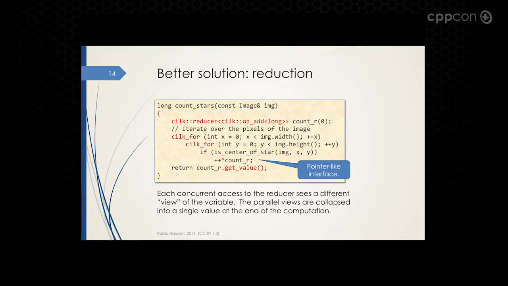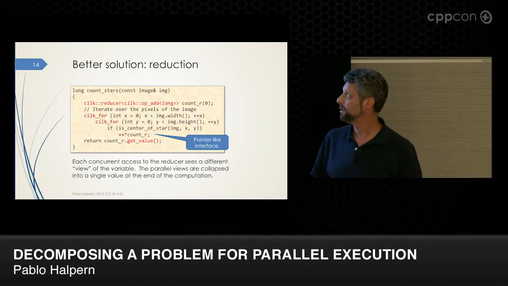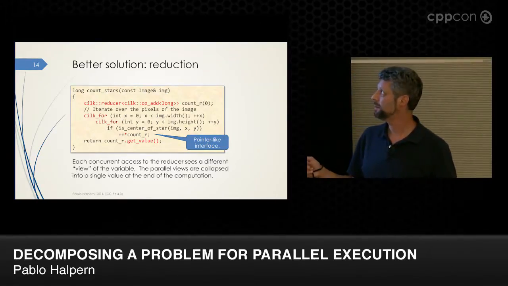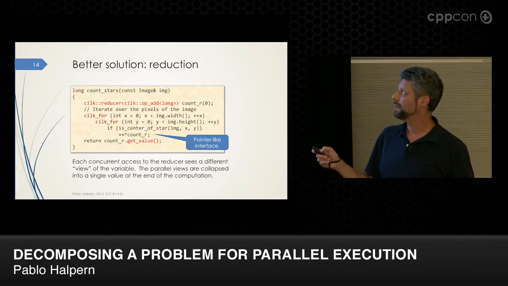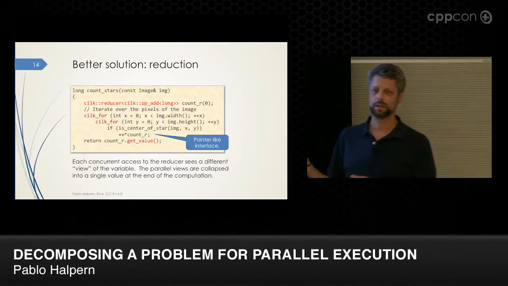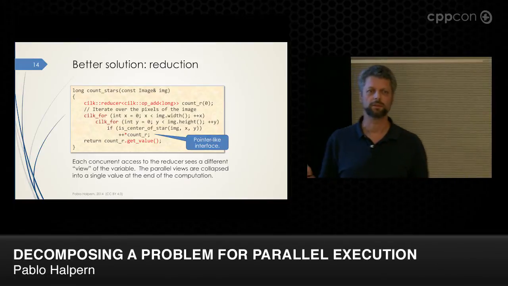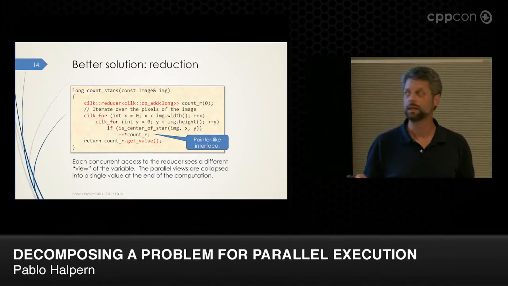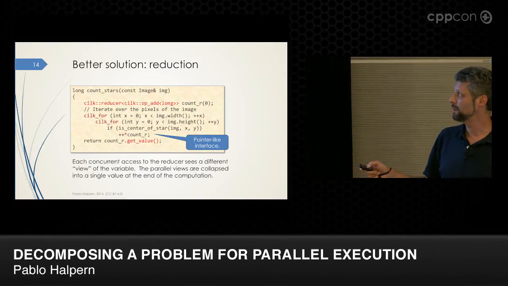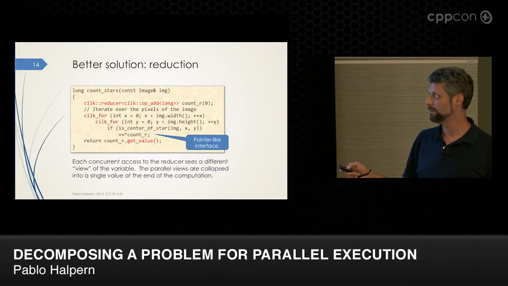All right, a better solution is to use a reduction operation. This is the syntax that we use in Cilk Plus. We create a variable that is called a reducer type variable. It has a pointer-like syntax. It effectively holds a value, or it looks like it holds a value anyway, and you access it using this pointer-like interface.